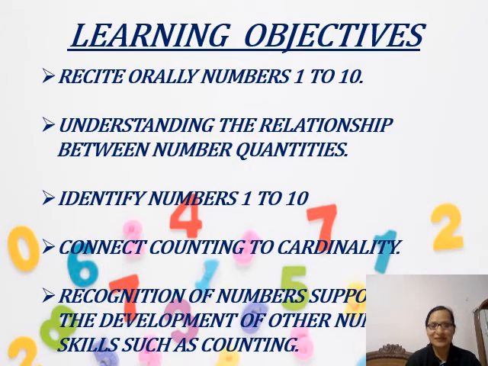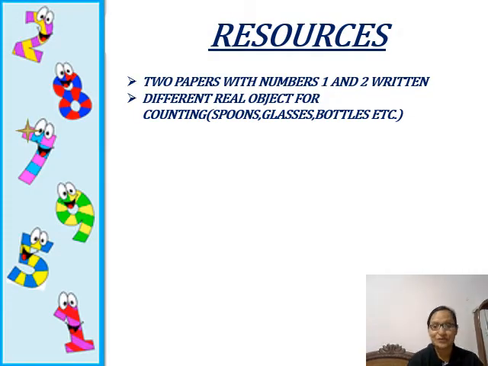The learning objectives behind this activity are: recite orally numbers 1 to 10, understanding the relationship between numbers and quantities, identify number 1 to 10, connect counting to cardinality, recognition of number to support the development of other numeracy skills such as counting.